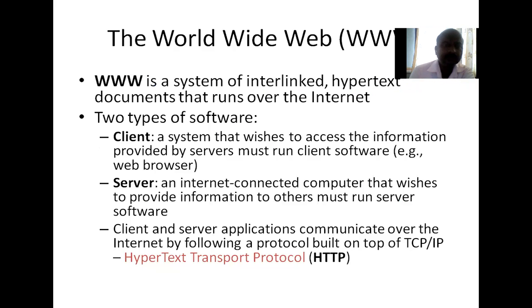The World Wide Web is a system of interlinked hypertext documents that runs over the internet. There are two types of software, client and server. The client is a system that wants to access the information provided by the server, and it must run client software.